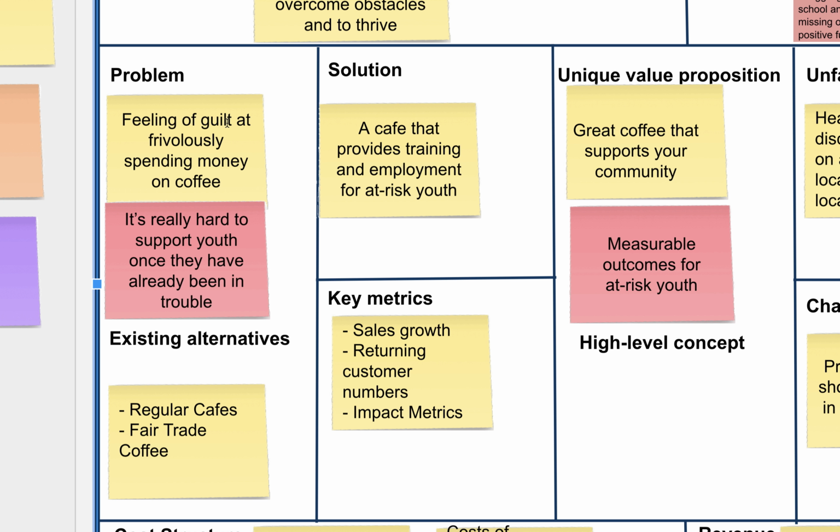The existing alternatives on the consumer side: regular cafes validate that there's people wanting to go to cafes, and fair trade coffee validates that there's a coffee consuming, potentially cafe going customer segment that actually cares about the environment, about society and sustainability and all of those social issues.